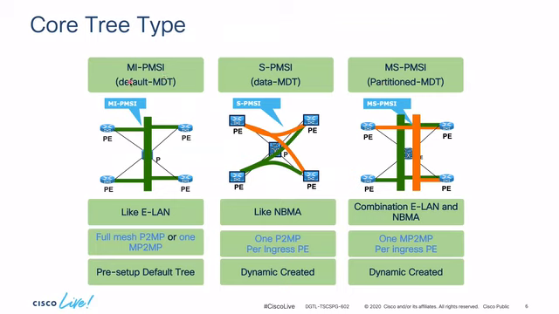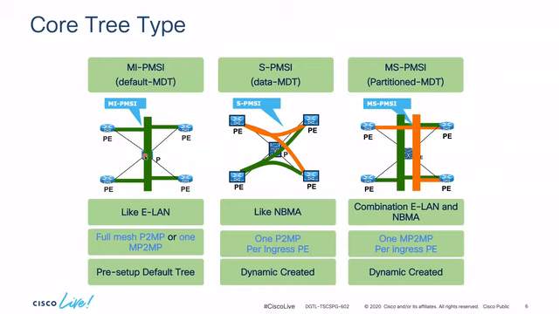On this slide, these are the three most common PMSI or core tree types. The first one is the multi-inclusive PMSI. Because it is inclusive, all the PEs of its customer will join this core tree. Okay? And this is a preset default tree. It means that even if a PE doesn't have any interested receiver, it will join this core tree as well. Only when we configure a customer VRF under the multicast mode will this PE join the core tree of this VRF. Okay.